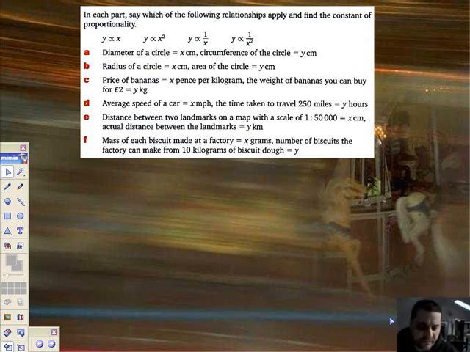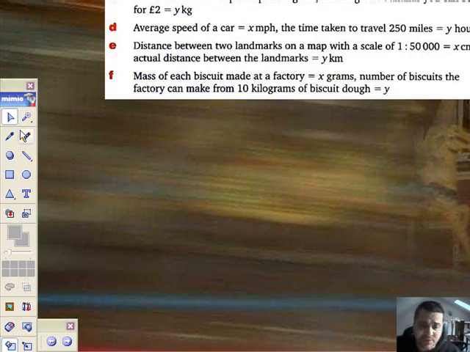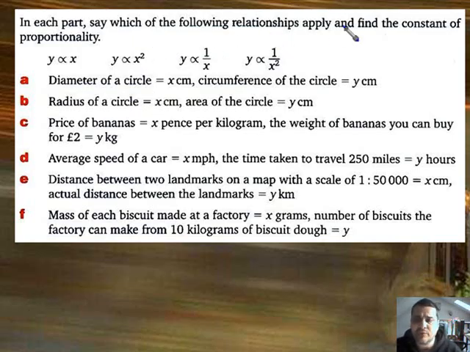Carry on with 4.4, page 61. I'm going to do quite a lot of these questions, you can see there. It says, question 6, in each part say which of the following relationships apply and find the constants of proportionality, in other words the K value.